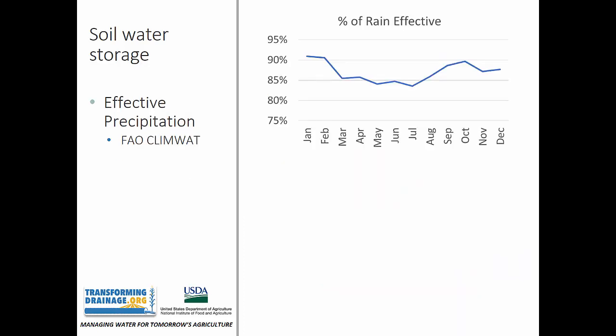Now in this analysis, we've referred to the FAO program ClimeWatt in establishing values for effective precipitation. The graph here shows long-term monthly averages of effective precipitation, estimated using the SCS curve number method and ClimeWatt. Now we converted these to monthly percent values and applied them to daily measured precipitation to estimate a daily effective precipitation.